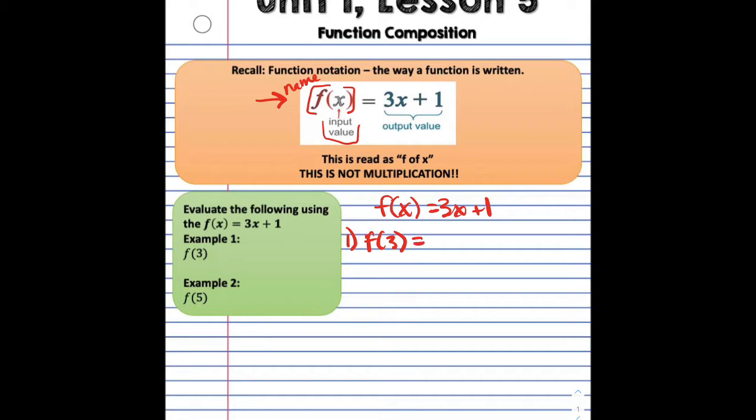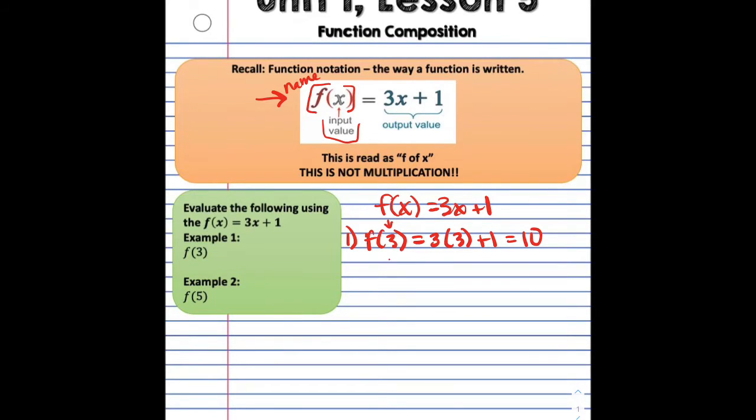And for example 1, we're going to do f of 3. So what this means is x is my input, so that means 3 is my input. Everywhere I have x in my function f of x, instead of writing x, I'm going to write 3. So I'm going to have 3 times 3 plus 1. Well, 3 times 3 is 9, plus 1 is 10. So my input here is 3, and my output is 10.